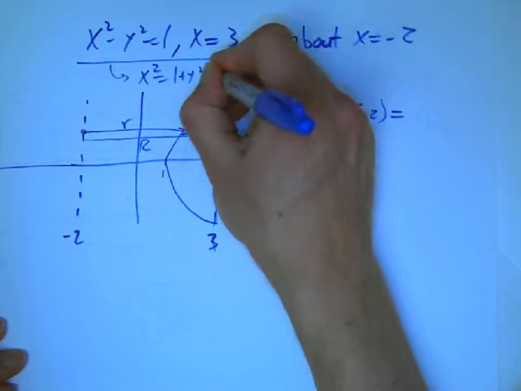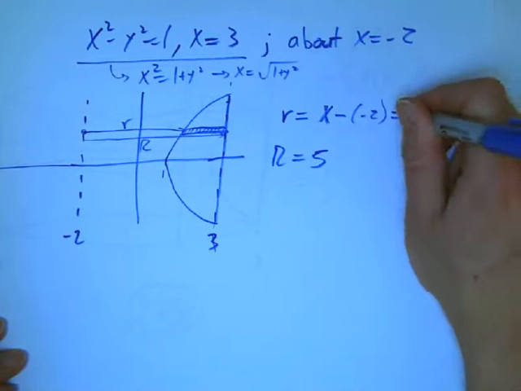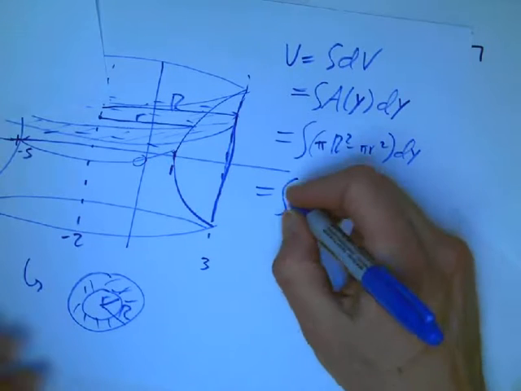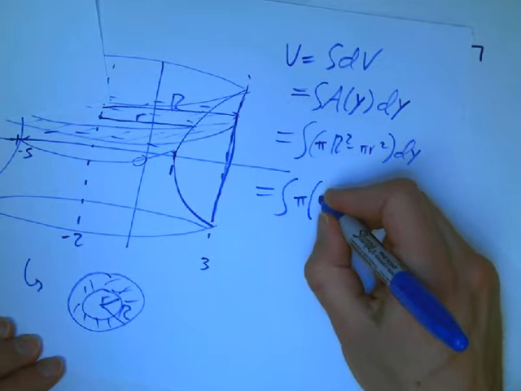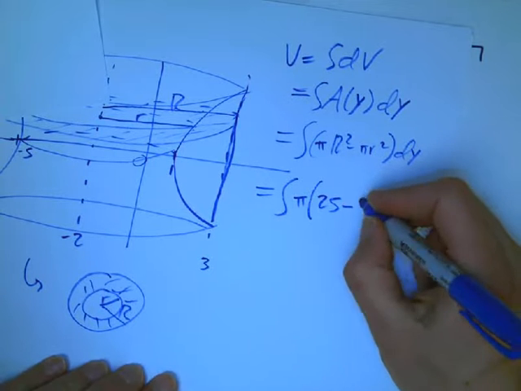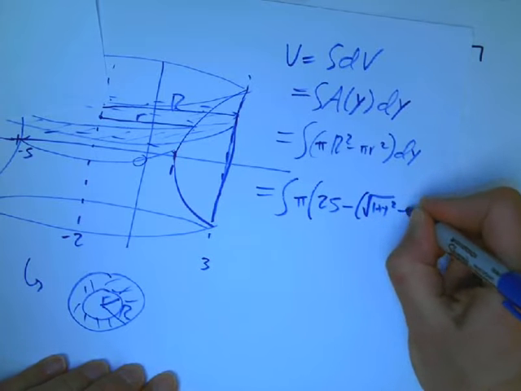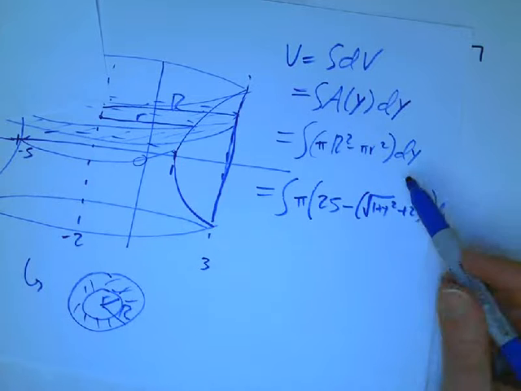And that's where we have to solve here. Okay. So that's going to be x squared is 1 plus y squared, or x is the square root of 1 plus y squared. And so that's going to be square root of 1 plus y squared plus 2. And so now we're ready to put this in. This is pi. I'm going to factor out the pi here. Times 25, that's the 5 squared, minus the square root of 1 plus y squared plus 2 all squared dy.